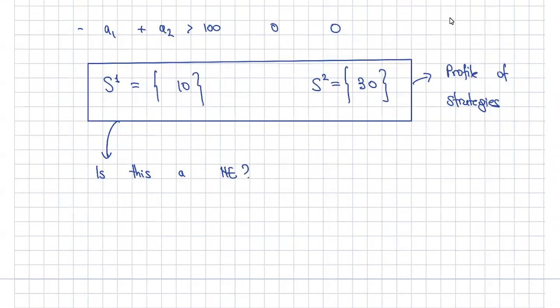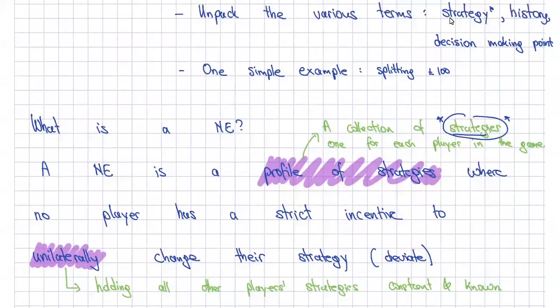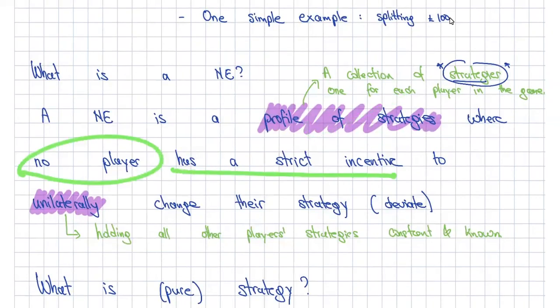Your answer there should go back to the definition. So I go back to the definition, and this answer should be mechanical. If you've understood the definition, the answer should be mechanical. So Nash equilibrium is a strategy profile, that is a strategy profile where no player has a strict incentive to unilaterally deviate or change their strategy.